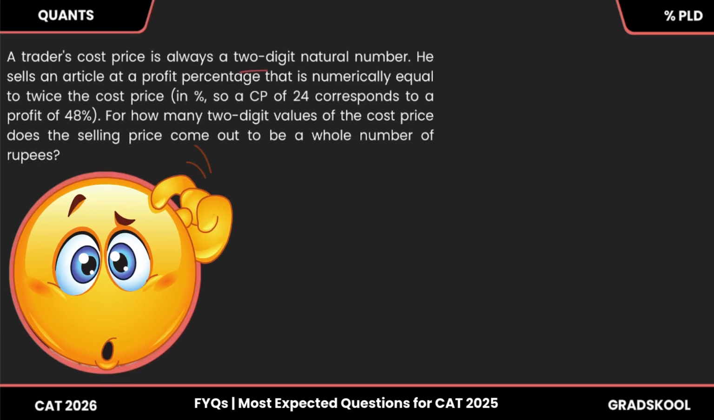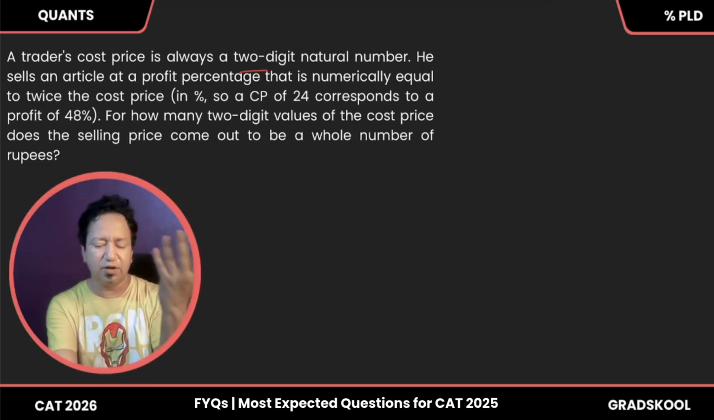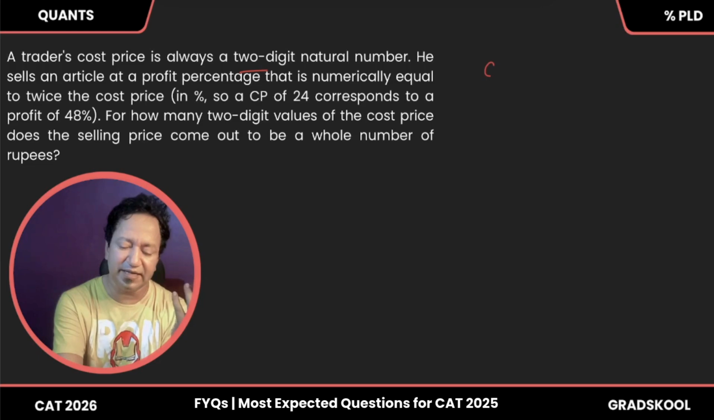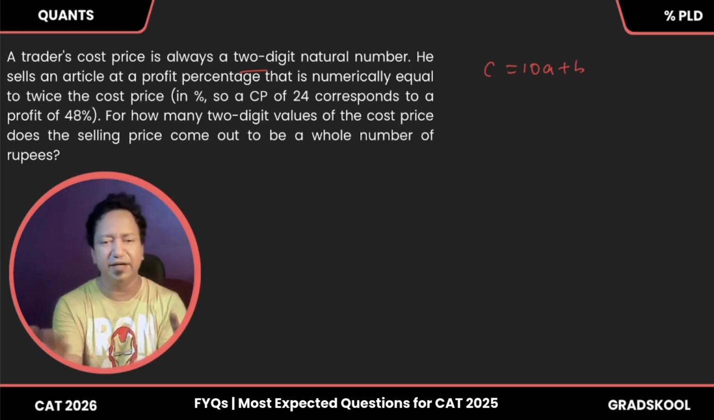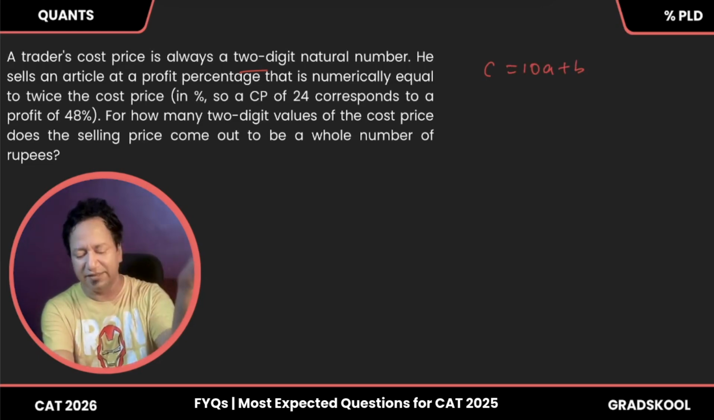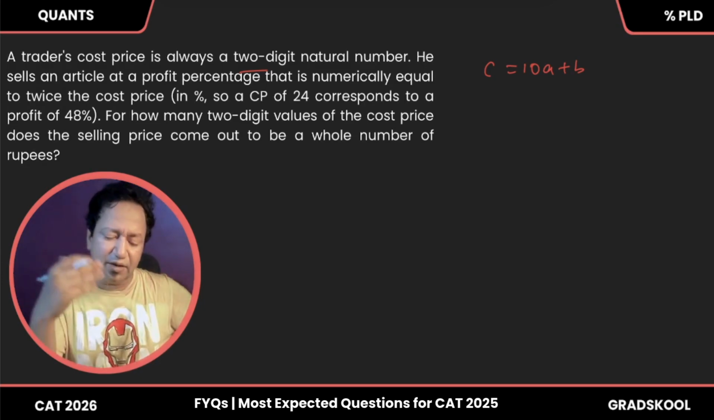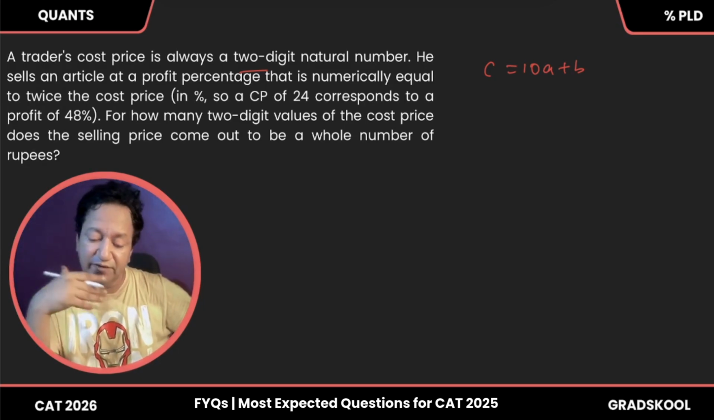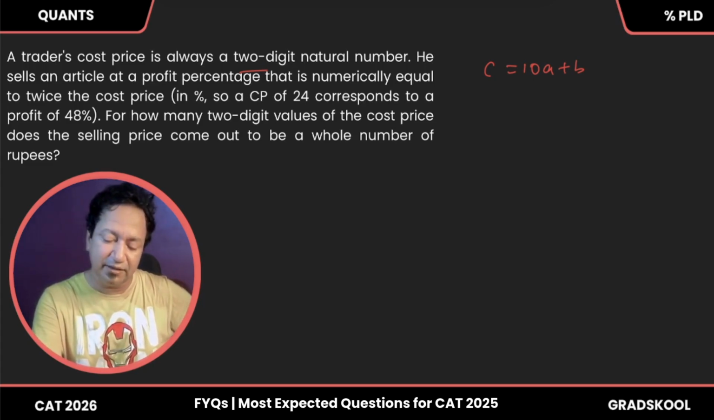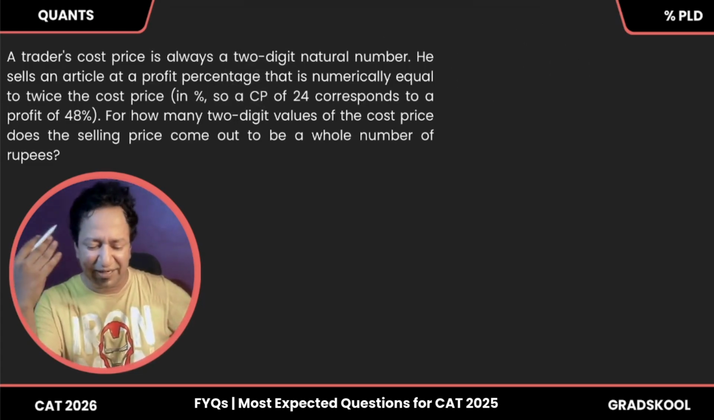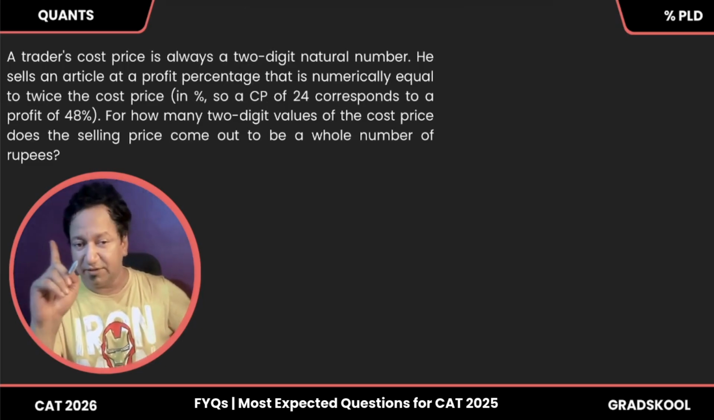There are multiple ways to solve the problem, but I will look at the things which will minimize my variables. A lot of you might be interested to take the cost price as 10a plus b, where a and b are digits. A ranges from 1 to 9 and b ranges from 0 to 9. That is how you take a two-digit natural number. But if we do that, I'm increasing the number of variables. A is also a variable, B is also a variable. So I want to minimize my variables. That is the first thing you need to understand.